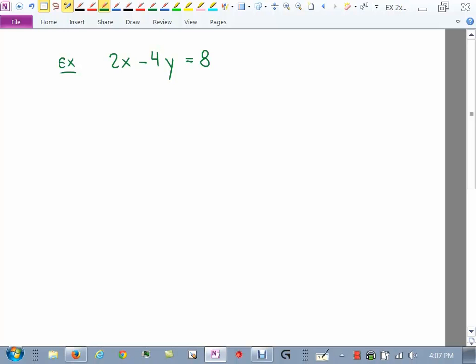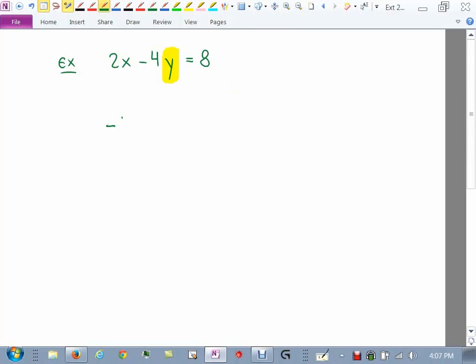So what do we have to do for the slope-intercept method first? Get y by itself. We've got to solve for y. So let me try and solve for y here. I want to isolate this y by itself on one side of the equation. To do that, I first am going to take that 2x term and move it to the other side by subtracting it on both sides, right? Subtract 2x on both sides.